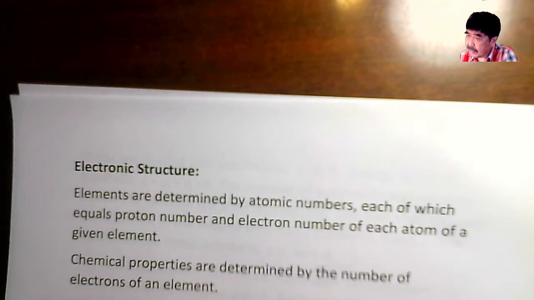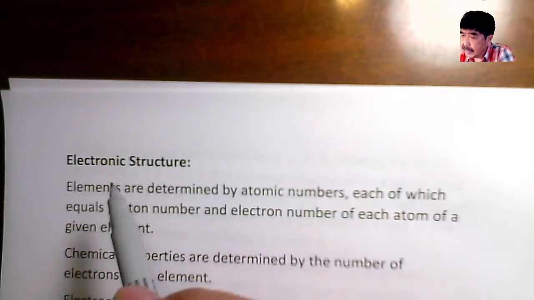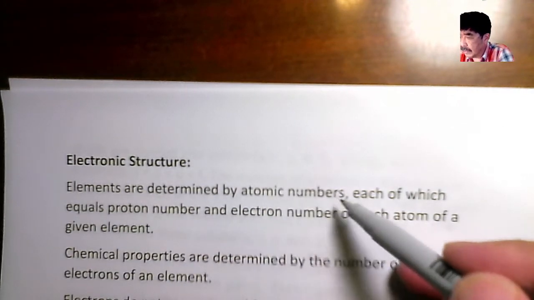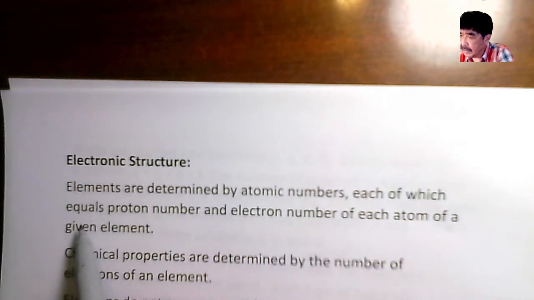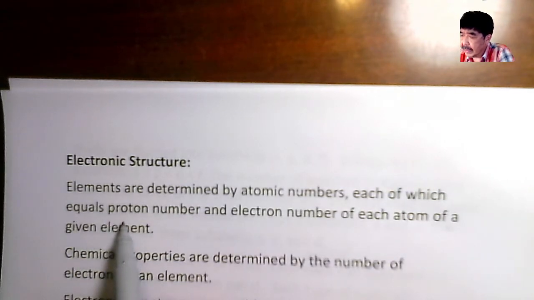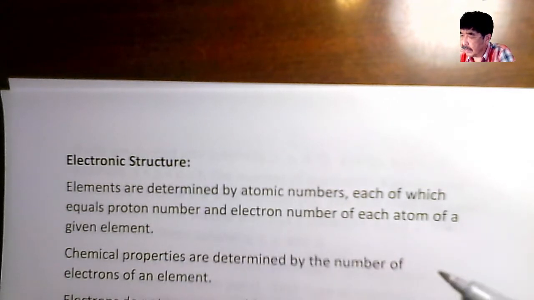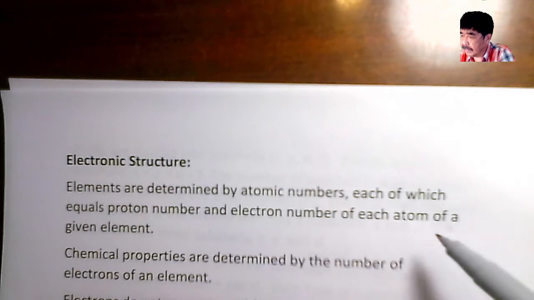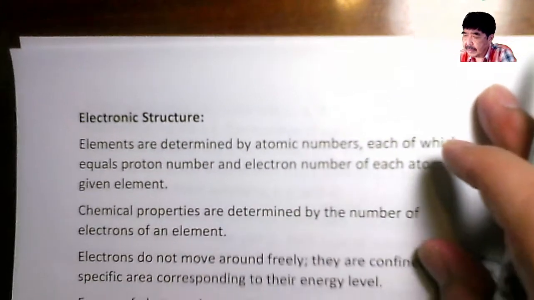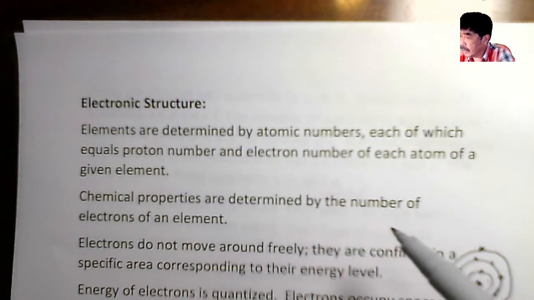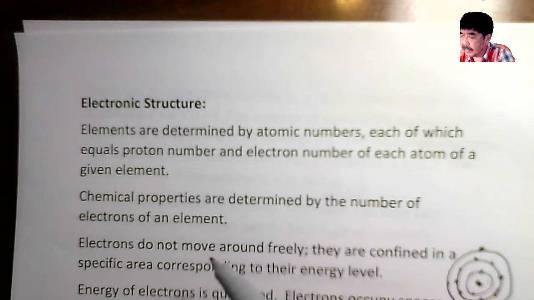All right, let's talk about electronic structure. Elements are determined by atomic numbers. Atomic numbers equal the proton numbers and electron numbers of each atom of a given element. Chemical properties are determined by the number of electrons of an element.